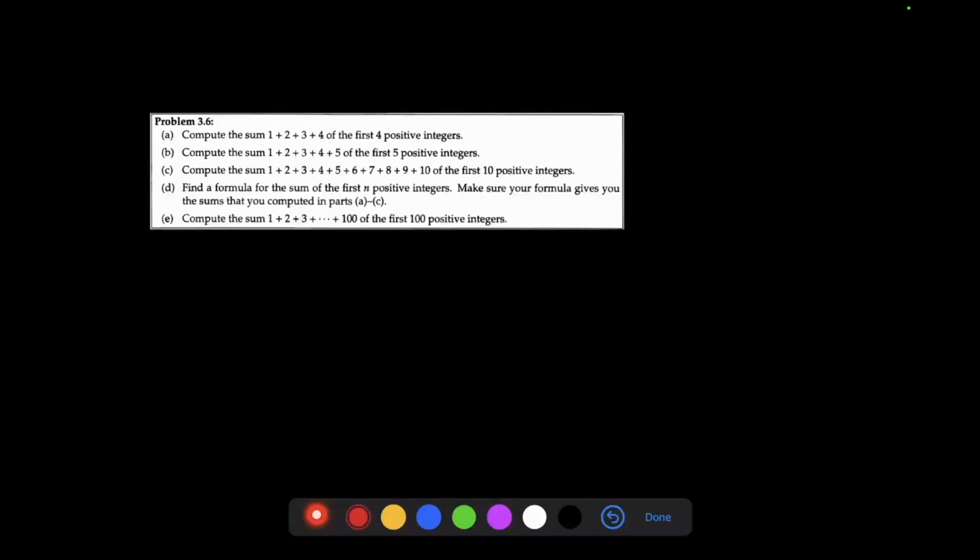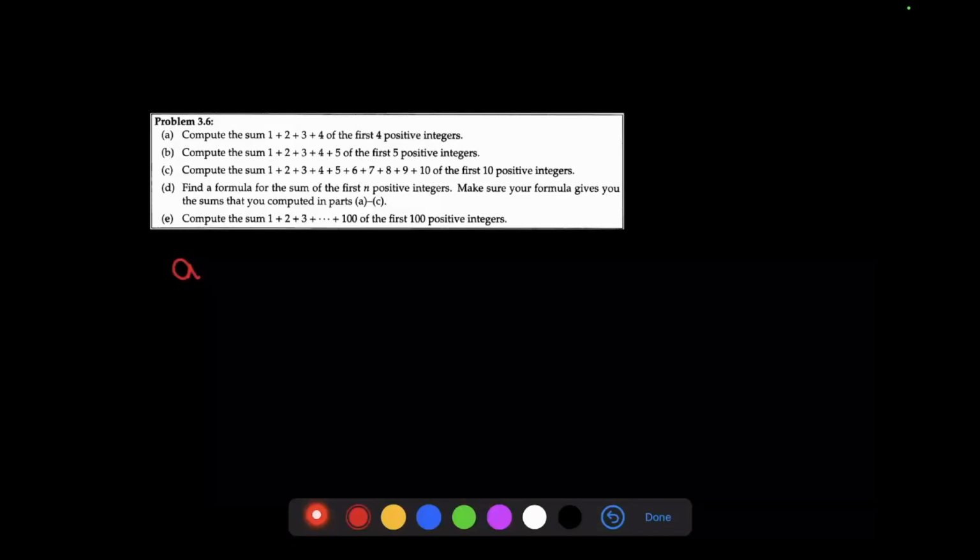So, another problem: compute the sum 1 plus 2 plus 3 plus 4 plus 5 all the way to 100. So let's build this up. 1 plus 2 plus 3 plus 4 is equal to 10 if you compute it. The next is 15. The next, you add it, you get 55. And it's kind of annoying, especially for 10, you have to add 10 numbers, 1 plus 2 plus 3, and so on. That's a lot of work. So, let's try to find a general formula for it.